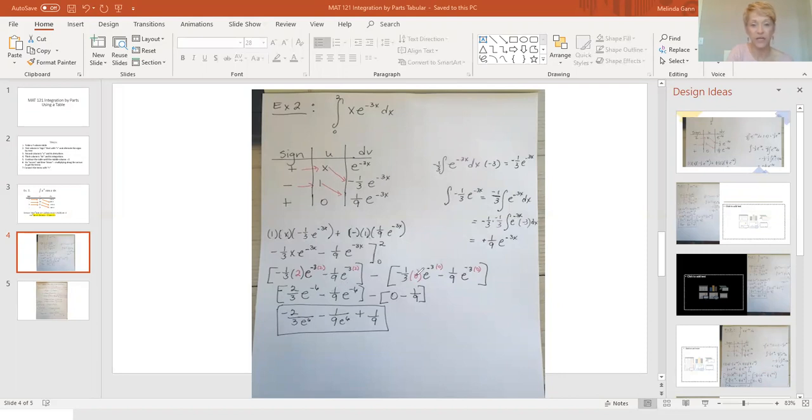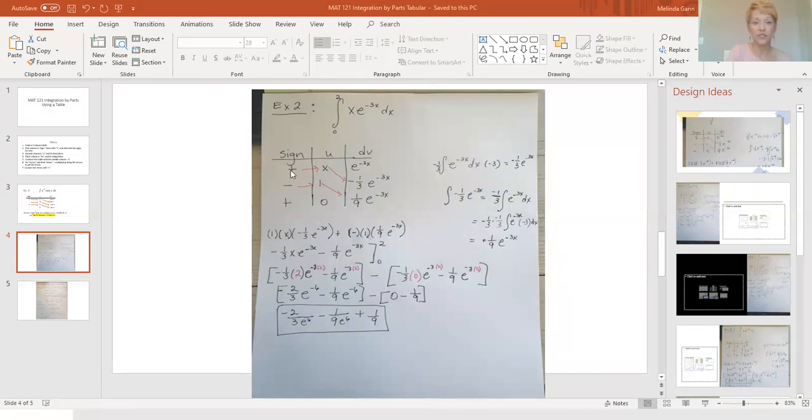Now look over here. 0 times anything is 0. Then remember, e to the 0 is 1. And 1 times 1/9 is 1/9. So that's why I got that for my final answer. Okay, so tabular is pretty simple.